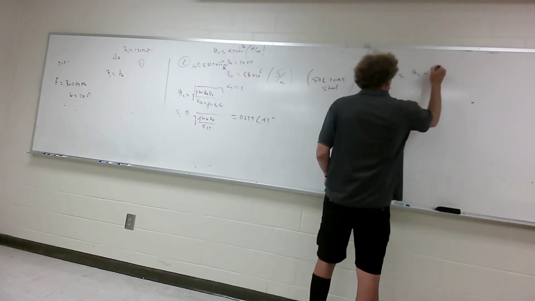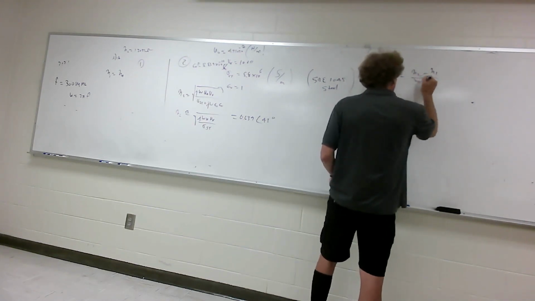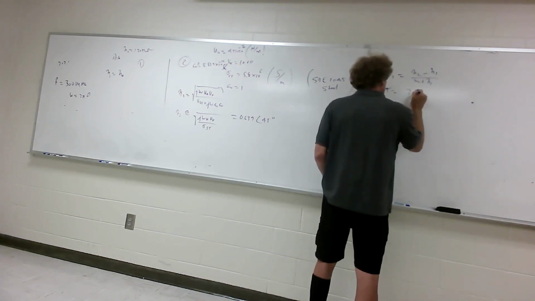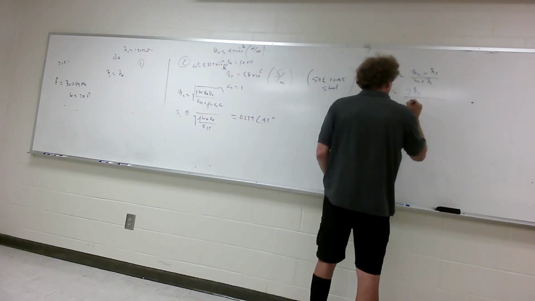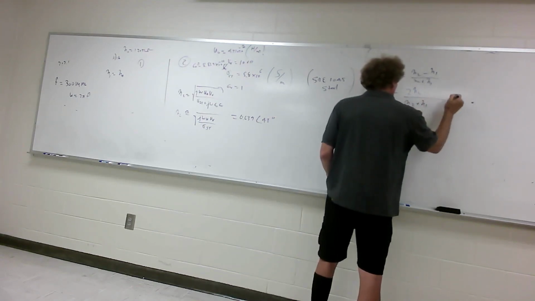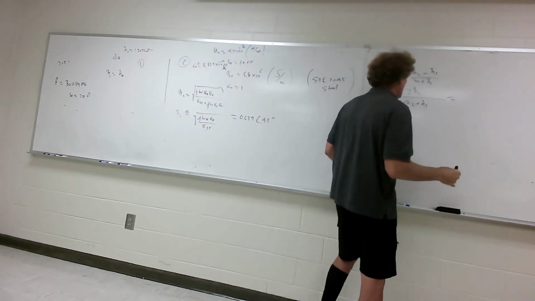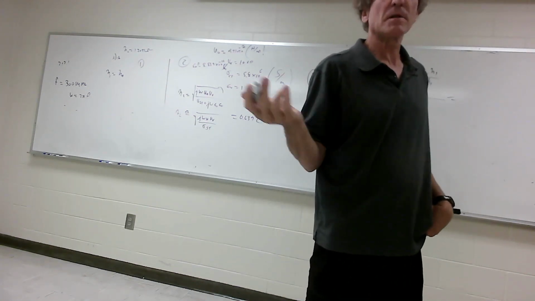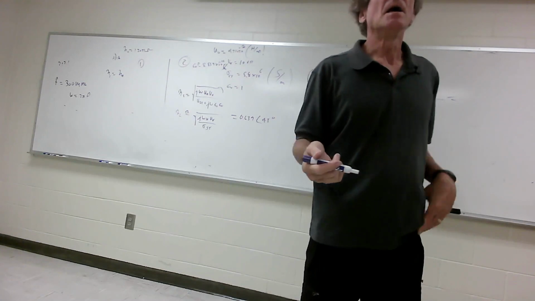Reflection coefficient is eta 2 minus eta 1 over eta 2 plus eta 1. We may not need this. And transmission coefficient is 2 times eta 2 over eta 2 plus eta 1. Why don't we get, do I ask for the reflected field? I think. No? Okay, let's just get the transmission coefficient.